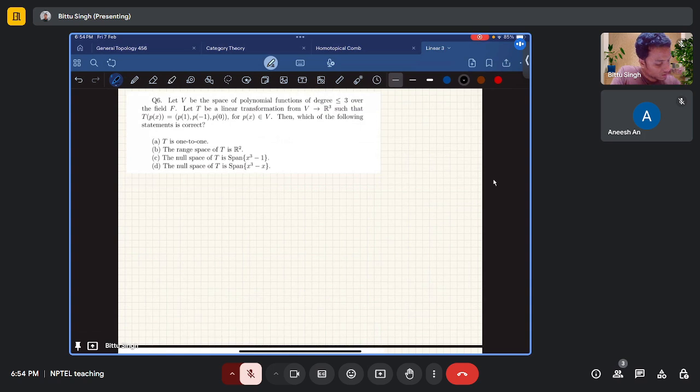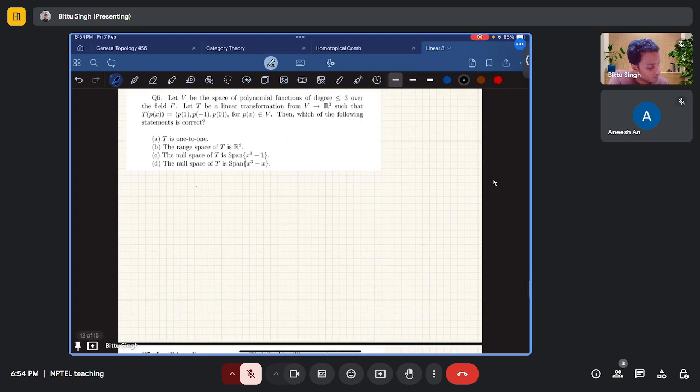Now question number 6. In this question, V is the space of polynomial functions of degree less than or equal to 3, and T is a transformation from V to R3 like this.